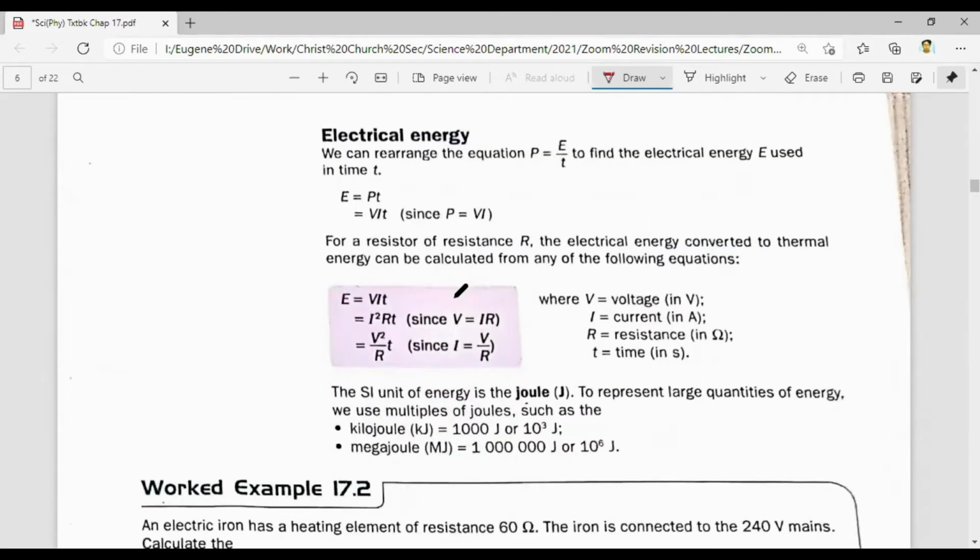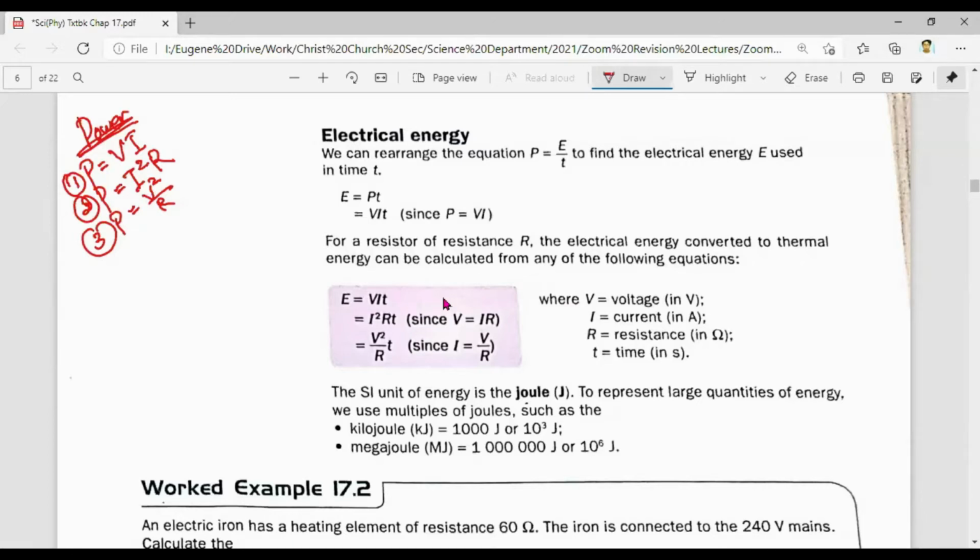Now, just now what we did was to calculate power. We know P equals VI. That was the first formula. The second thing we did was we also know that P can also equal I square R, and P can also equal V square over R. So that's for power. Now, the second part we need to look at is electrical energy.